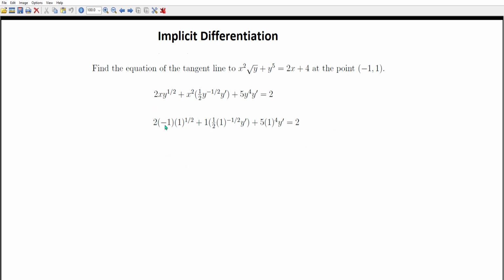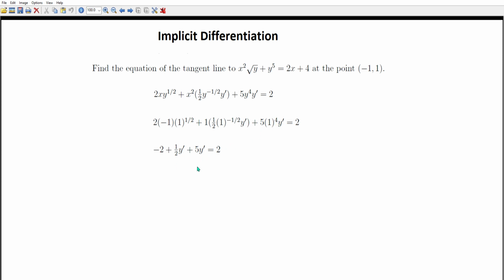So this becomes 2 times minus 1 for x times 1 to the 1/2 for y, plus 1 squared, which is 1, times 1/2, 1 to the minus 1/2 times y prime, which of course we don't know, plus 5 times 1 to the 4th times y prime equals 2. And now when we simplify that, this term just becomes minus 2. This is 1 times 1/2 times 1 to a power, which is 1, so this is just a 1/2. This is a 5 times y prime, equals 2.